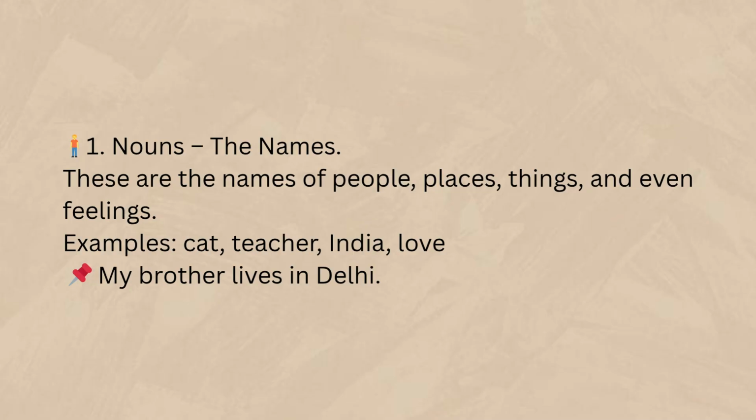1. Nouns, the names. These are the names of people, places, things, and even feelings. Examples: cat, teacher, India, love. My brother lives in Delhi.